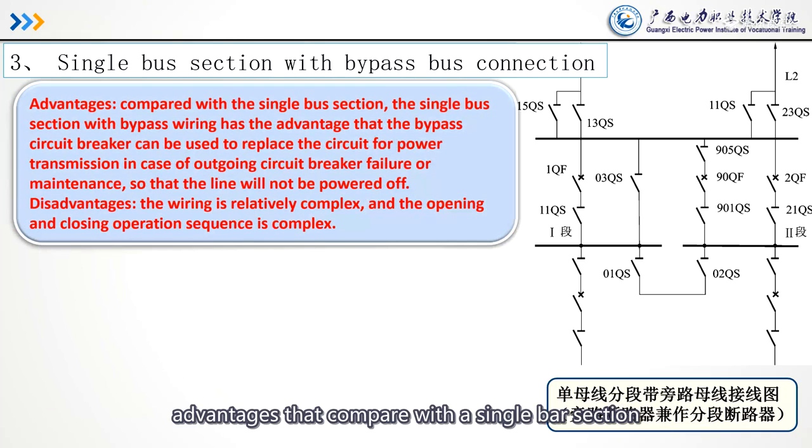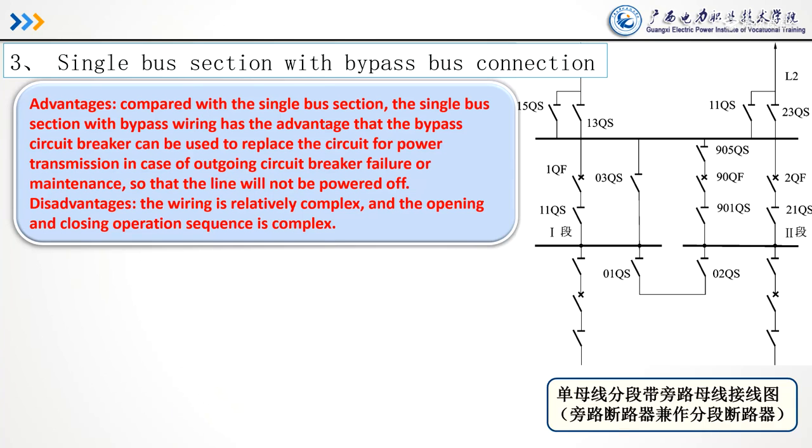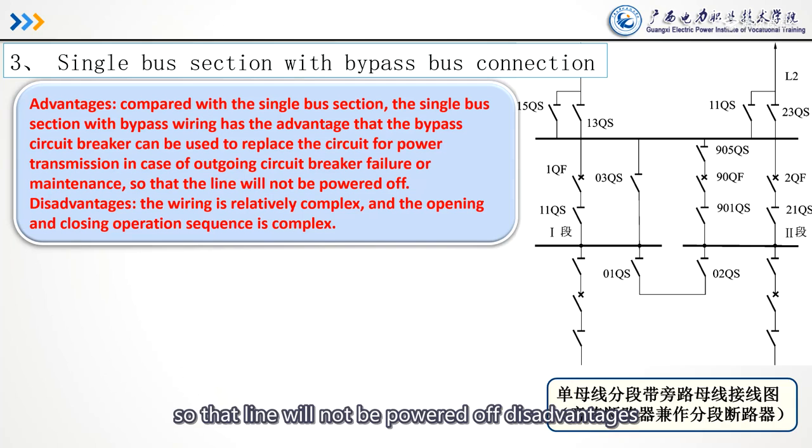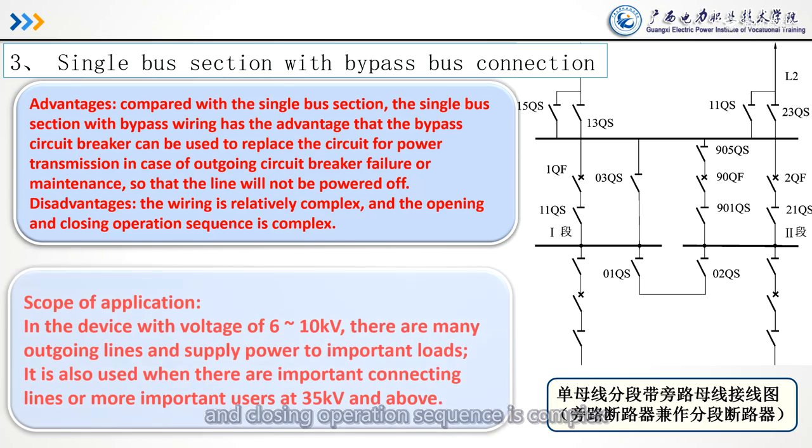The advantage is that compared with the single bus section, the single bus section with bypass wiring has the advantage that the bypass circuit breaker can be used to replace the circuit for power transmission in case of outgoing circuit breaker failure or maintenance, so that the line will not be powered off. The disadvantage is that the wiring is relatively complex, and the opening and closing operation sequence is complex.